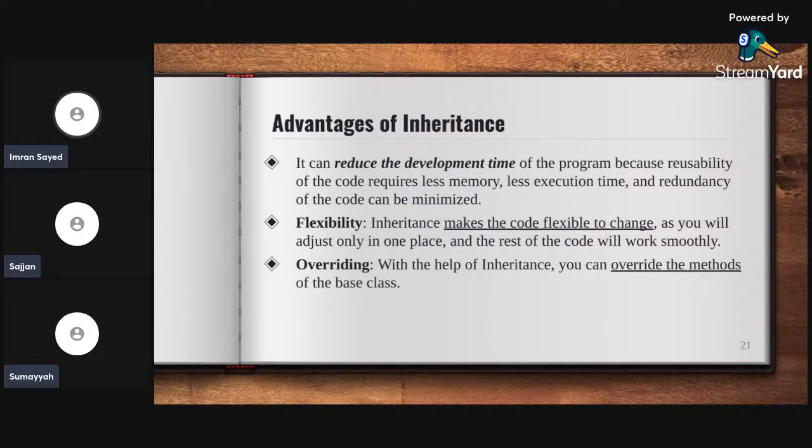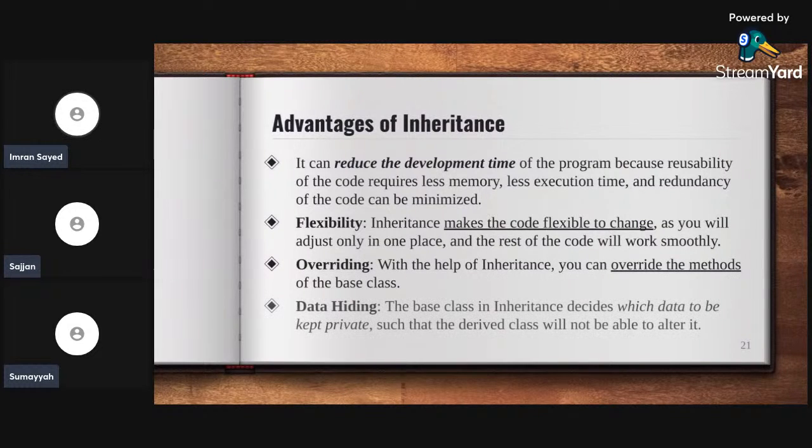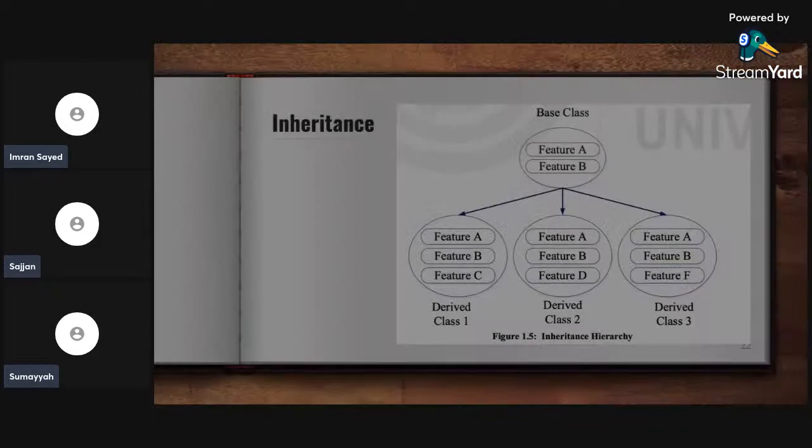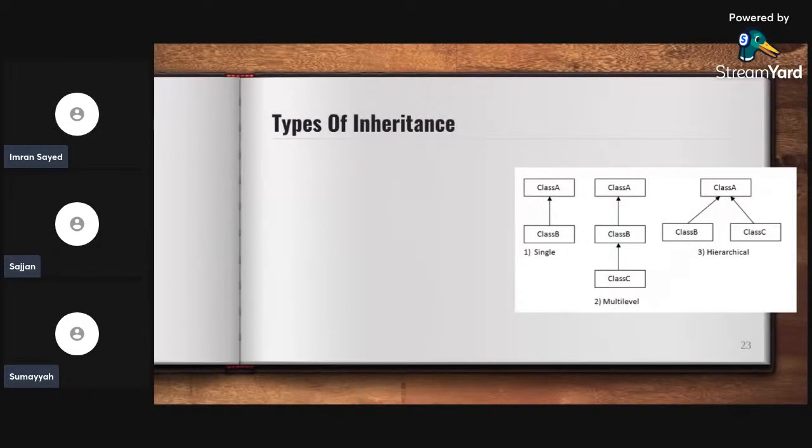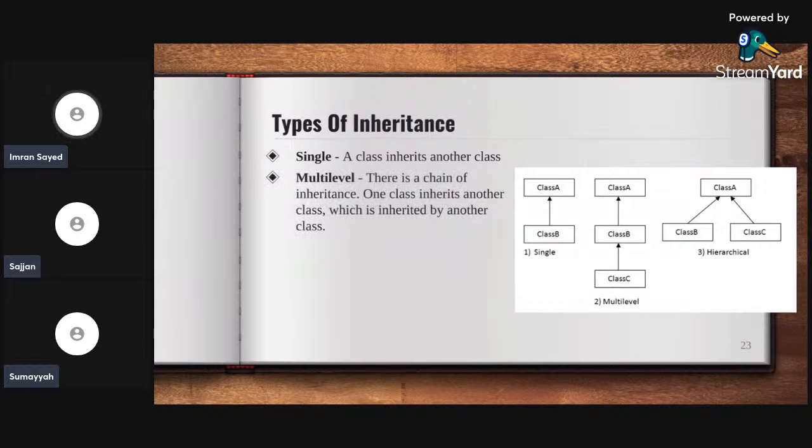With the help of inheritance, you can override the methods of the base class. You can achieve data hiding. The base class decides which data to be kept private. Types of inheritance: you have single inheritance, which means one class inherits the properties of another class. Multi-level inheritance, which means one class inherits the properties of another class, which is again inherited by another class. So C inherits B, B inherits A.